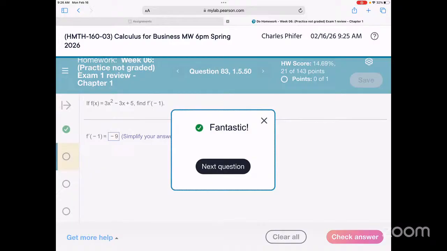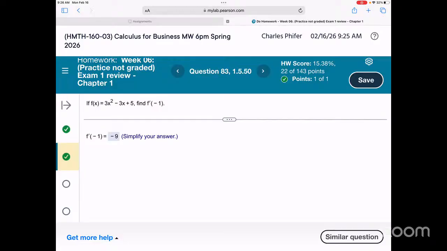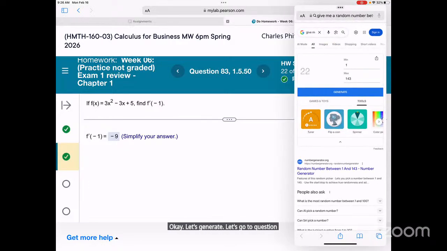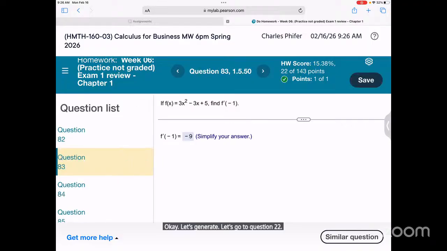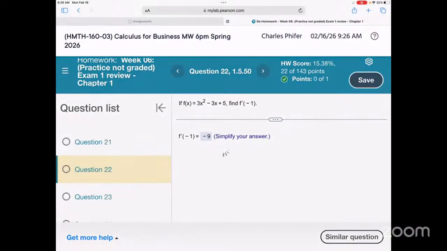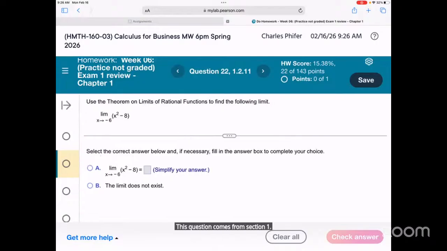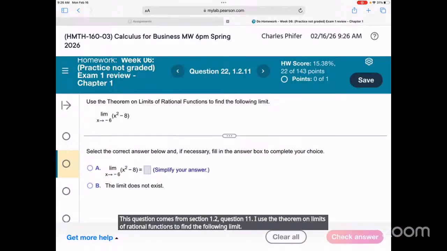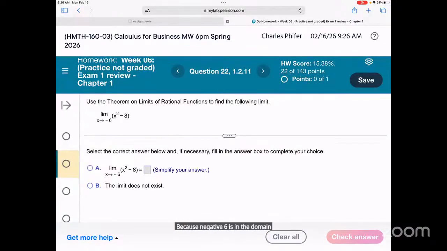Okay. Let's go to question 22. This question comes from section 1.2, question 11. Use the theorem on limits of rational functions to find the following limit. Because -6 is in the domain of this function, we could just plug it in. So we'll get 36 minus 8, which is 28.